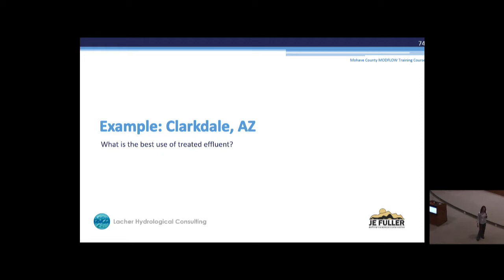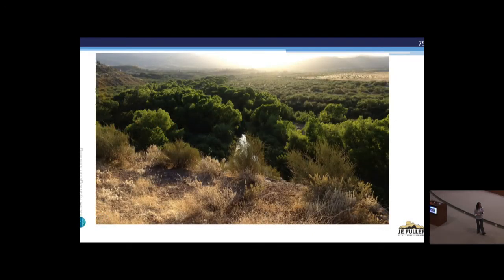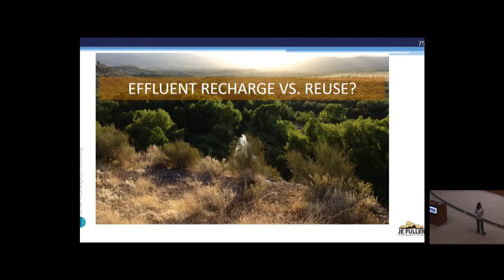It's very pretty, but no one walks over there, nobody does anything with it, and it's basically going into the atmosphere. So there was a question, what is the best use of this effluent? Maybe we could achieve our goals as a community by doing something other than spraying all our effluent in the air. So we took it upon ourselves to explore this problem with groundwater modeling.